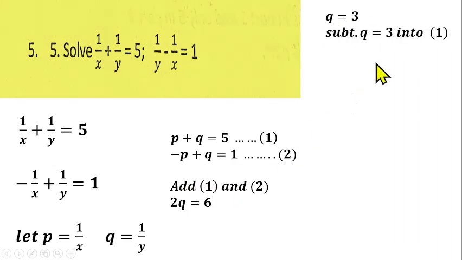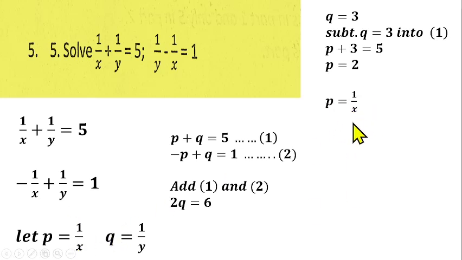Substitute this into equation 1. So you have p plus 3 equals 5, then p will be equal to 2. Now we know the values of q and p, so we can go back and find x and y, because we have to find x and y, not p and q. We are the ones who invented p and q. So recall that p is equal to 1 over x.